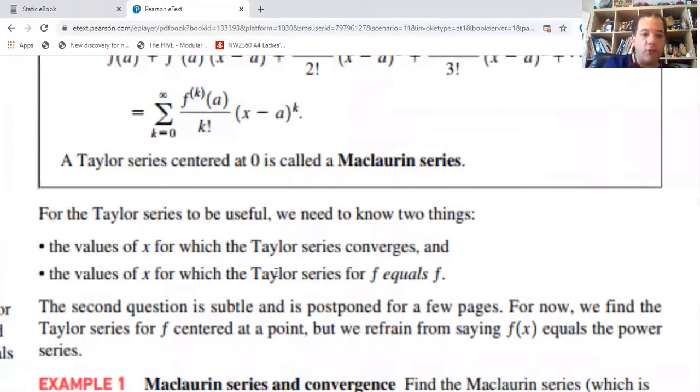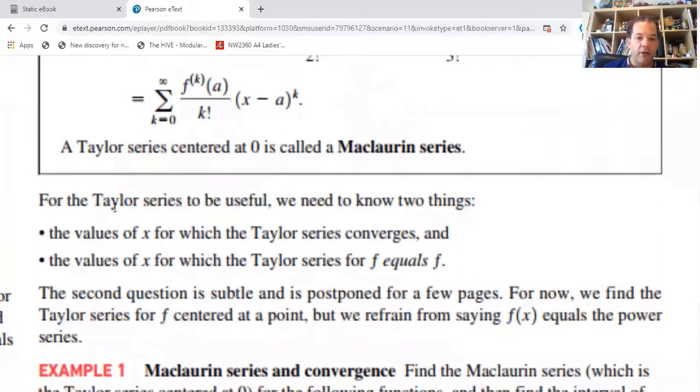these 2 important questions. First, it says, for the Taylor series to be useful, we need to know 2 things. First, the values for which the series converges. That we can know, right? That part we have been doing quite well. We just find the radius of convergence, and we can even test the endpoints often. And then here's the second part, the values for which the Taylor series equals the function. That's what we want to know, right?